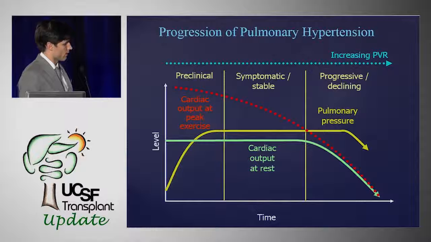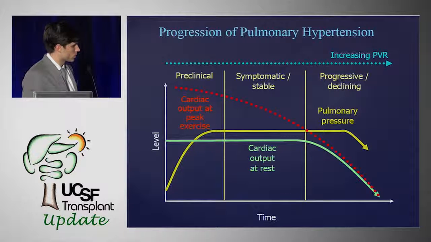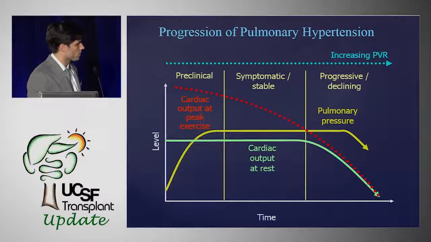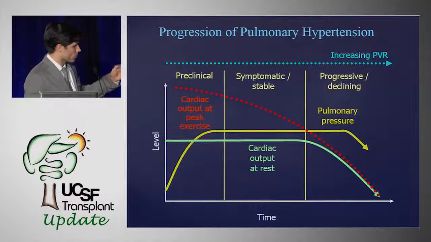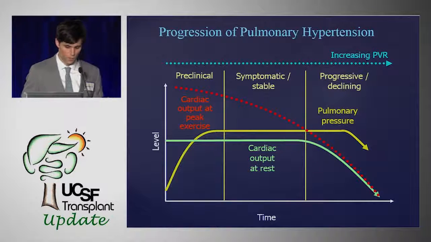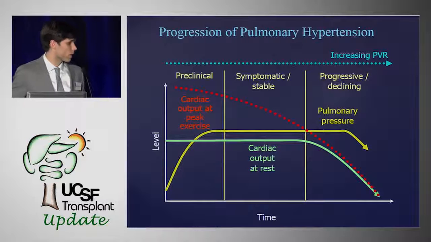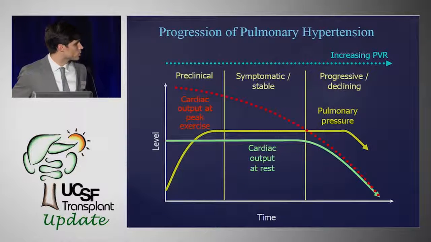Then you see patients start deteriorating substantially after a couple of years usually, to where the pulmonary pressures may actually come down because the cardiac output is going down and they're not seeing as much blood flow to the pulmonary arteries. So you can't just look at the mean pulmonary artery pressure to assess the severity of someone's pulmonary hypertension.